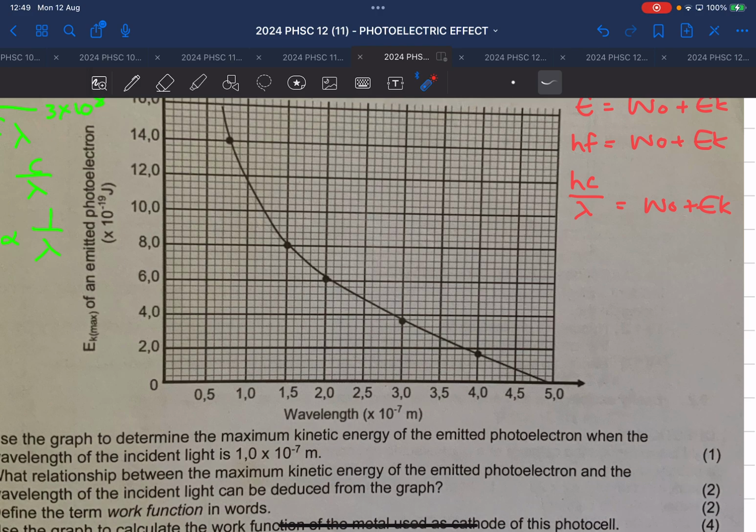Now you can just write down the formula because I want to go to the multiple choice questions.